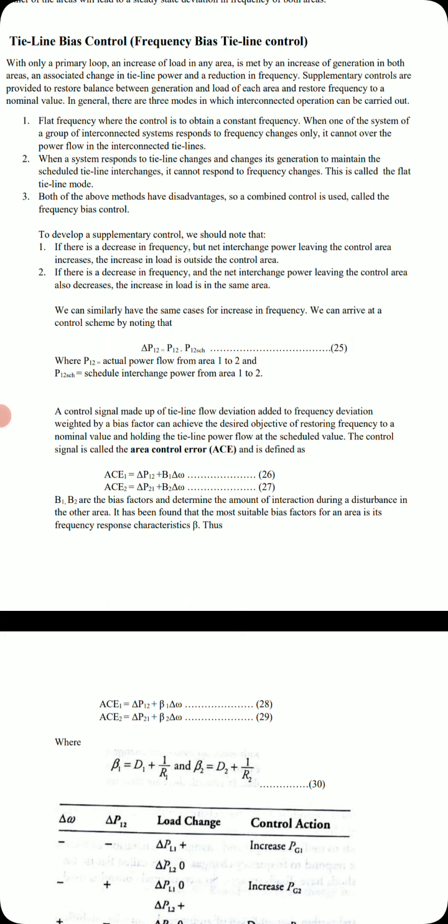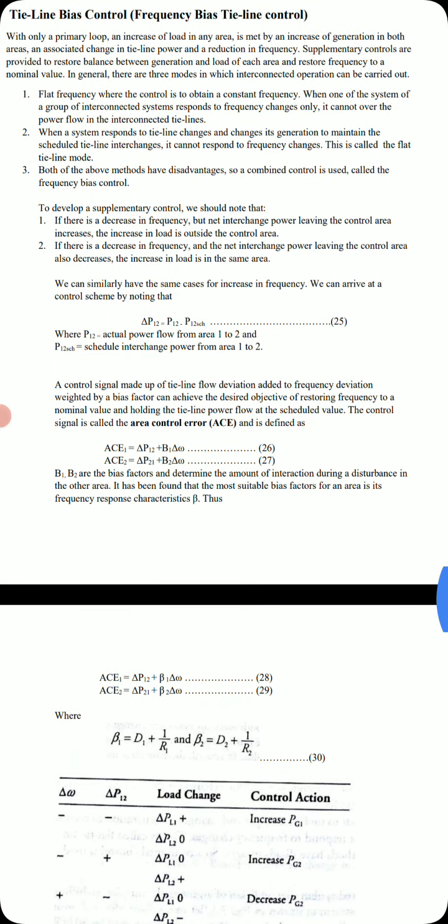We can arrive at a control scheme by noting that delta P12 is equal to P12 minus P12 scheduled, where P12 is the actual power flow from area 1 to 2 and P12 scheduled is the scheduled interchange power from area 1 to 2. With these notations, in the previous two-area control figure, a control signal made up of the tie line flow deviation added to the frequency deviation weighted by a bias factor can achieve the desired objective: restoring frequency to a nominal value and holding the tie line power flow at the scheduled value. The control signal is called the area control error, commonly called ACE.